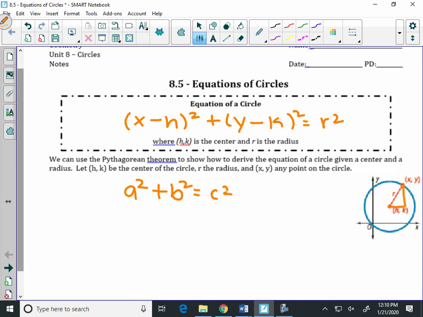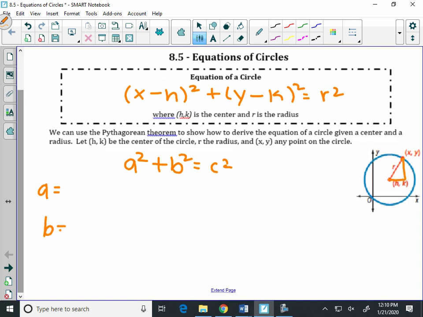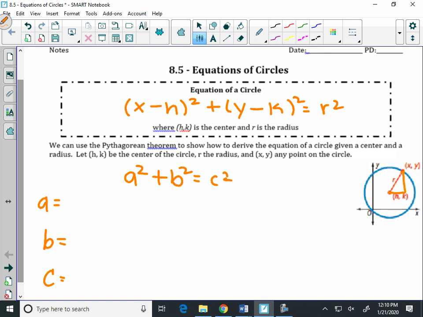So we need to figure out, what's my a, what's my b, and what's my c? Which one has to be our c? Which one's across from our right angle? r, right? r is our c. That one was easy. Then it doesn't matter, but for the sake of the equation, I'm going to make this bottom part my a, and the up and down part my b, so it matches the formula.